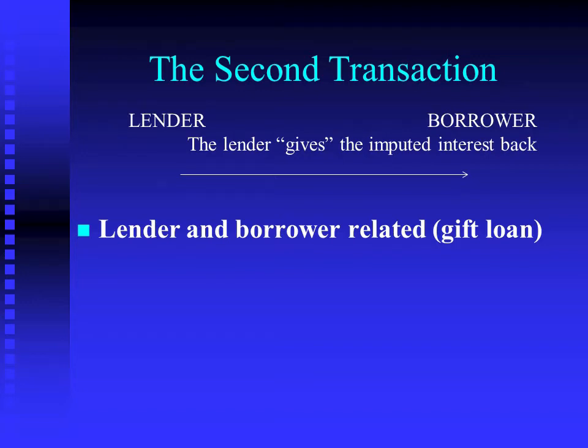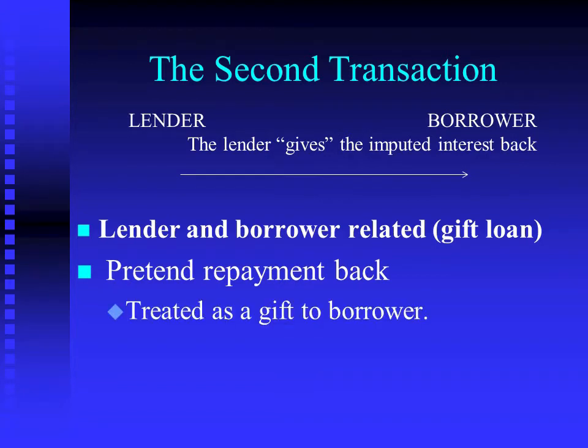So for the lender and borrower, the tax treatment depends upon the relationship between the parties. So if they're related, it's your son, your daughter, your mom. Frequently, these are referred to as a gift loan, right? Because I am loaning you the money, and I'm giving you a free ride on the interest. Right? So now what happens to the pretend repayment back? It's treated as a gift to the borrower.